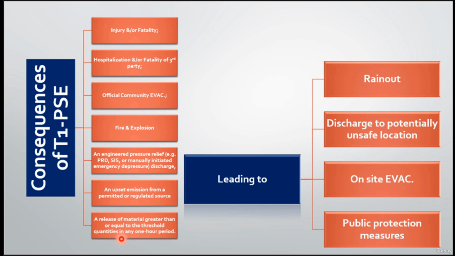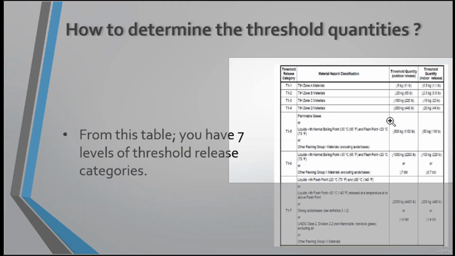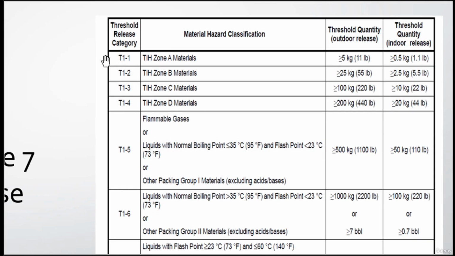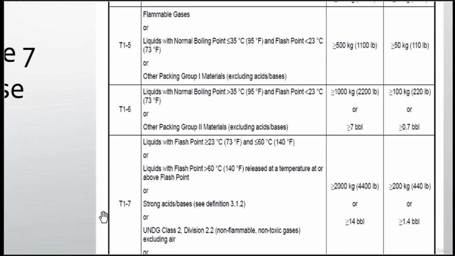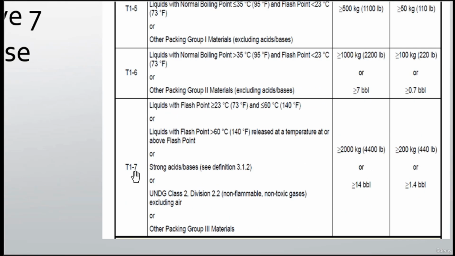Okay, so what are the classifications of such material and what are the threshold quantities? This will be addressed on the next few slides. So here on this table, let me just zoom in. You will find on this table 7 levels of Tier 1 process safety events. They are from T1-1 to T1-7.